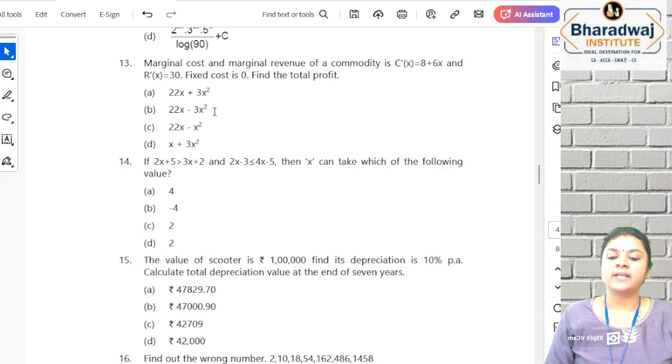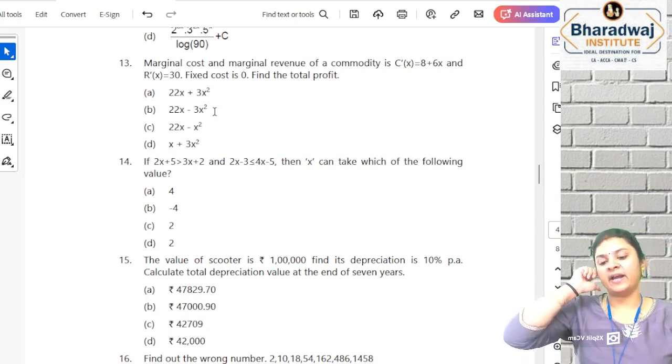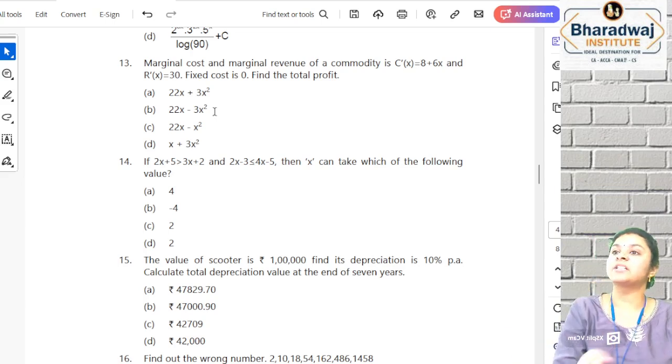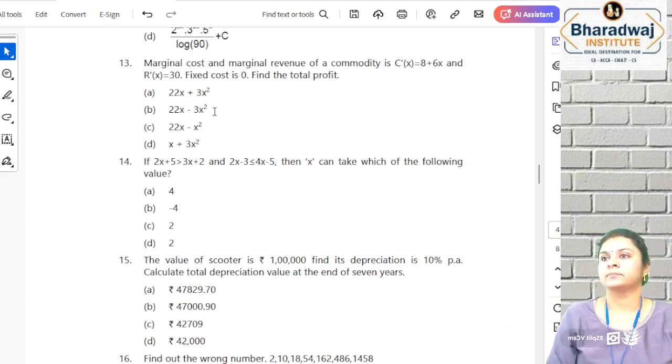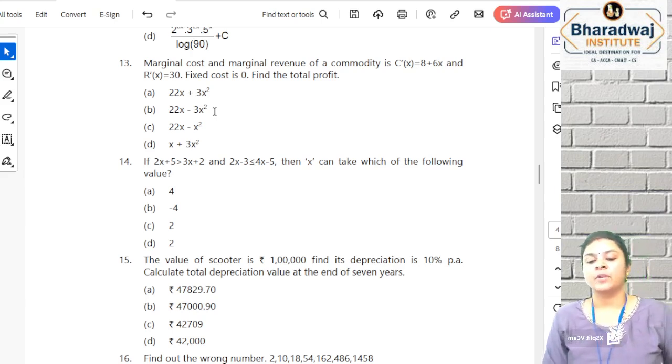2x plus 5 is greater than 3x plus 2. 2x minus 3 is less than 4x minus 5. X can take which of the following values? Very simple. Substitute, solve and find which value satisfies both the equation. 2. That's 2 minus 2, I'm printing error. Okay. 2 is the answer.